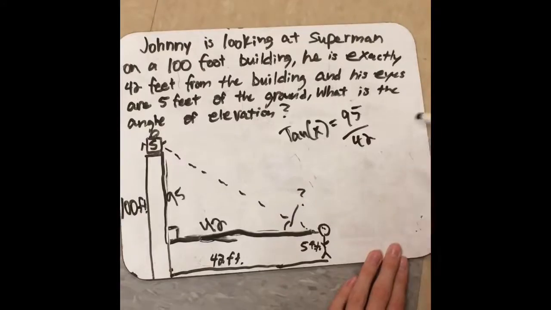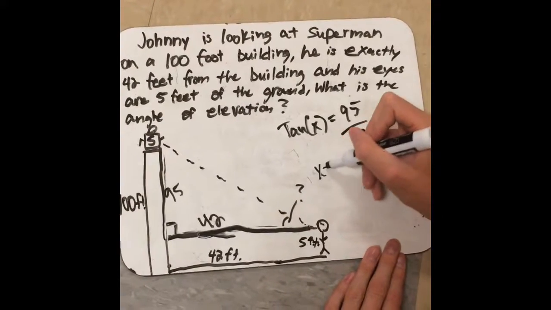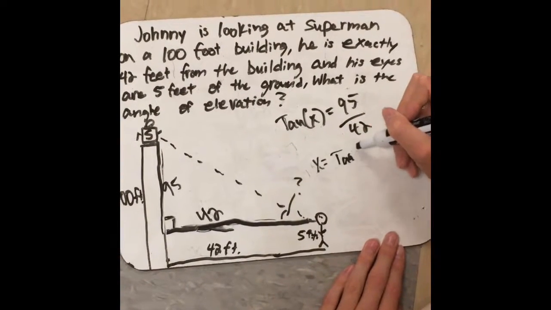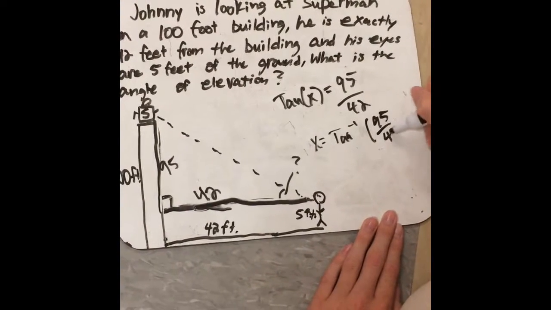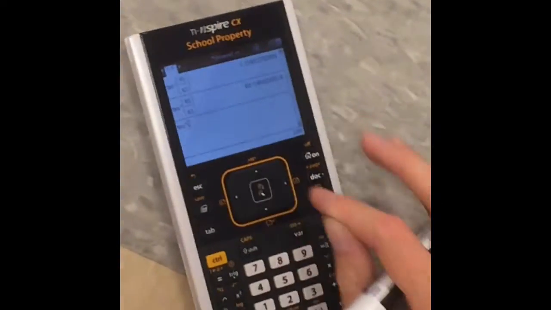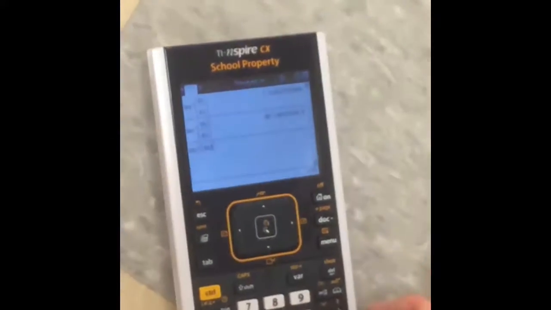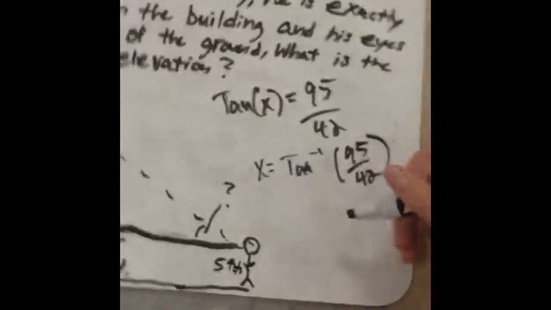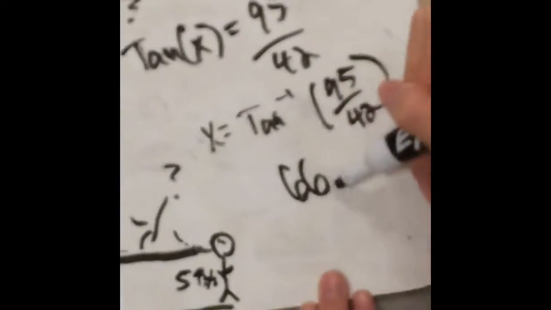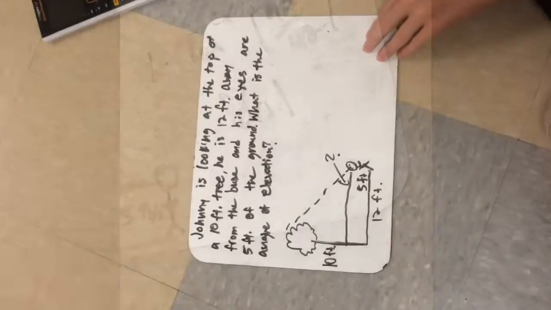Then we're going to use the opposite of tangent to do x equals tangent -1, 95 over 42. Now we're just going to plug it into the calculator here. And we do 95, 42. And we get 66.1. And there's your answer.